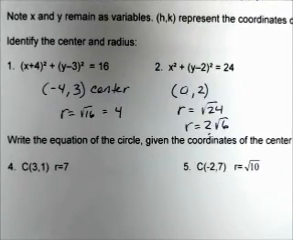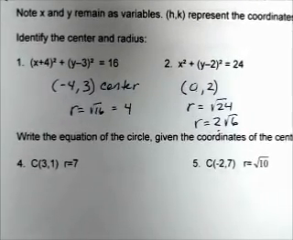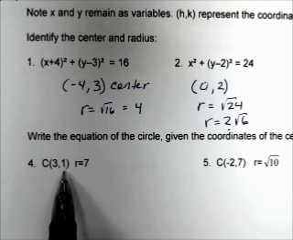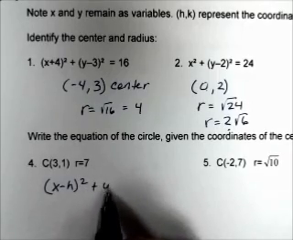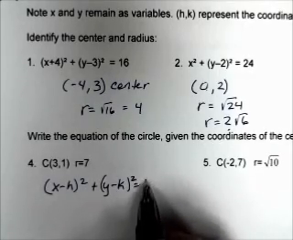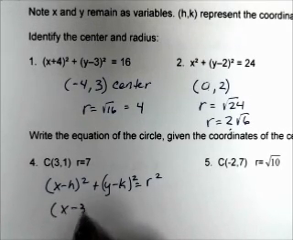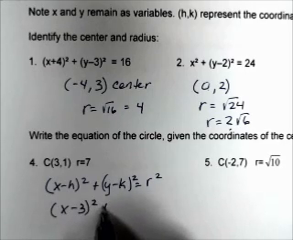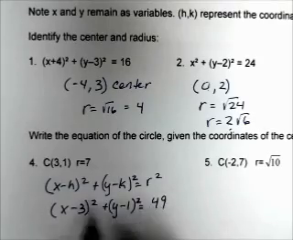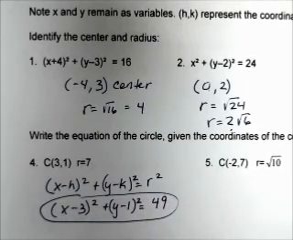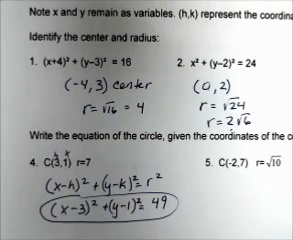Next, write the equation of a circle given the coordinates of the center C and the radius r. If the center is (3, 1), we just plug into our formula (x - h)^2 + (y - k)^2 = r^2. You don't have to write the formula. So we have (x - 3)^2 + (y - 1)^2 = 7^2, which is 49. So here's our equation. The 3 simply replaces our h, and 1 replaces our k.